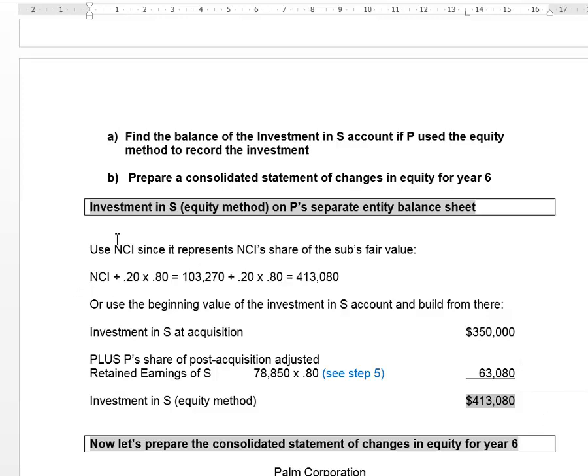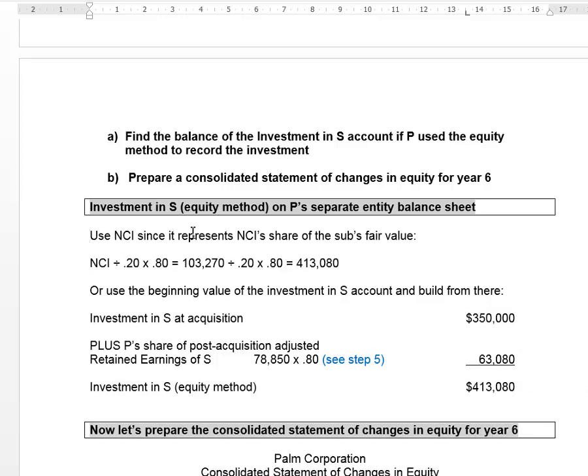The other method that we used in class is to use the NCI value that we calculated way back in step 6. Why? Because don't forget what the NCI represents. It represents their share of the sub's fair value. So if I took my NCI that I calculated in step 6, which is $103,270, and divided it by 20%, that number, 103,270 divided by 0.20, would give me 100% of the fair value of the sub.